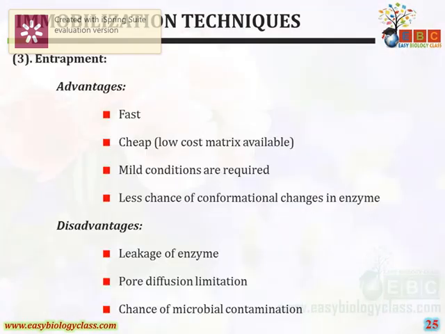Advantages and disadvantages of the entrapment method. It is very fast, cheap, and requires mild conditions. Here there is no chance of conformational change in the enzyme molecules. That's why its activity is optimal to convert the substrate into the products. Disadvantages are leakage of enzyme, poor diffusion limitation, and a greater chance of microbial contamination. That's why this method is also not useful at the industrial level.